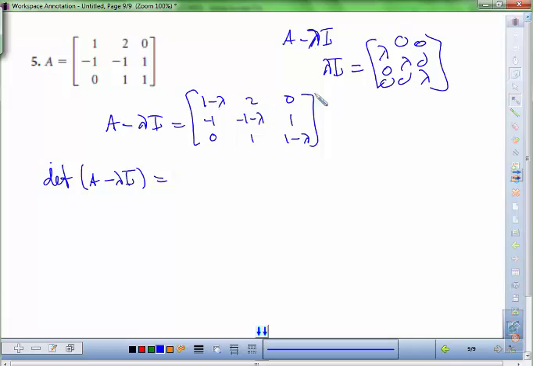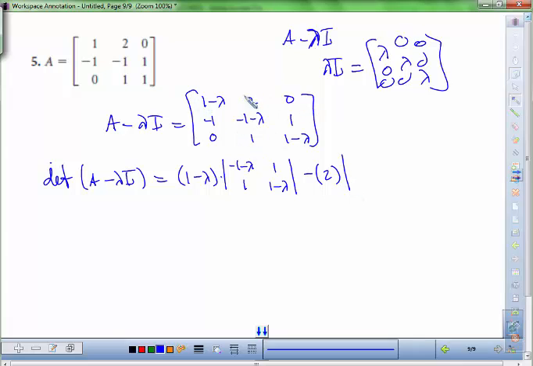I think anything with a 0 would probably be good to expand on, so I'll just take the first row. We've got 1 minus lambda times the submatrix determinant minus 1 minus lambda, 1, 1, and then 1 minus lambda. The next one in our expansion along the rows is a 2, but since it's a second element in the row, we're going to take the negative of that.